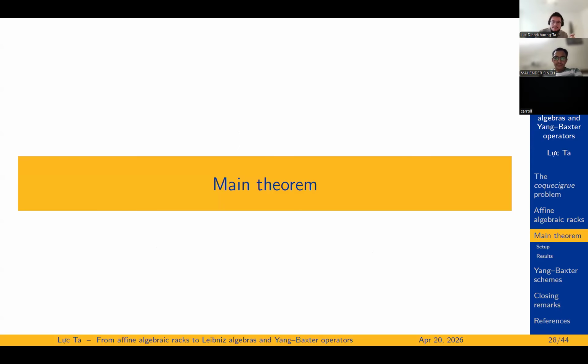Okay, so now we've defined what affine algebraic racks are. Let's talk about the main theorem here that addresses the coquecigrue problem.